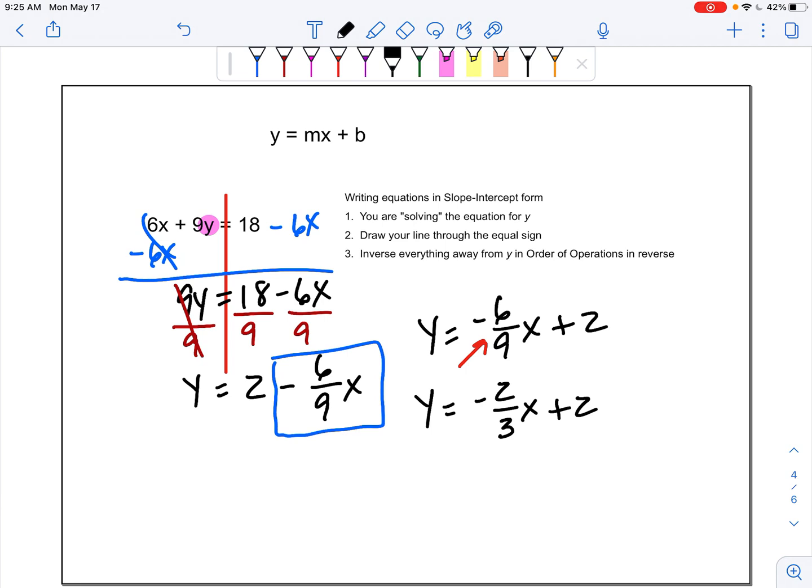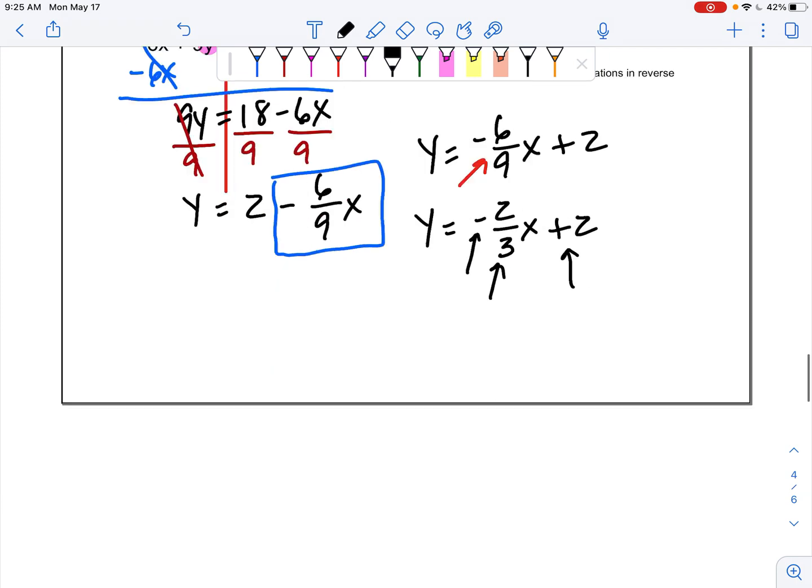And now when I look at this, I know a couple of things about it. It's a negatively sloped line. In other words, it decreases from left to right. Its slope is negative 2/3, and it crosses the y-axis at 2.